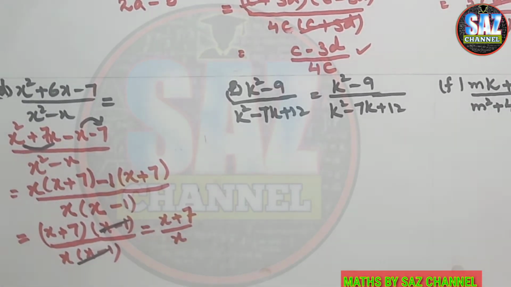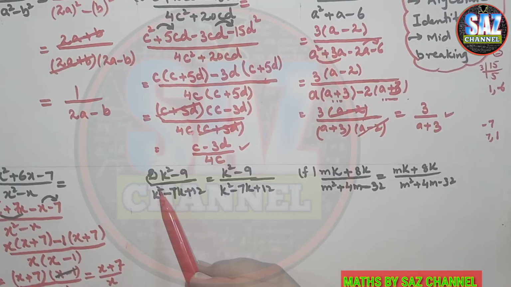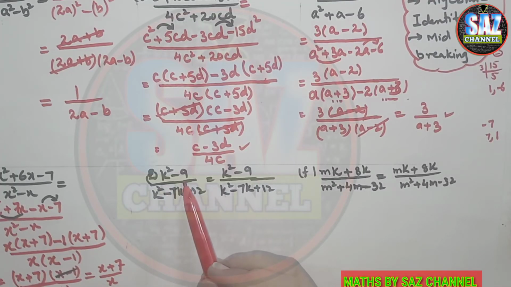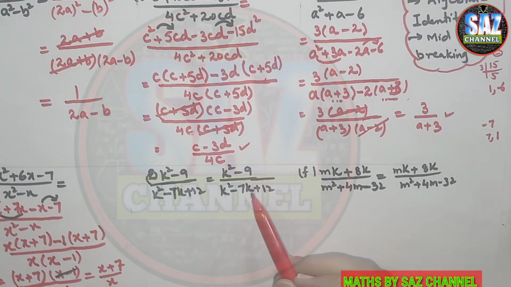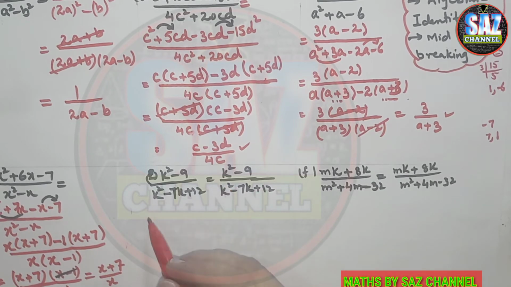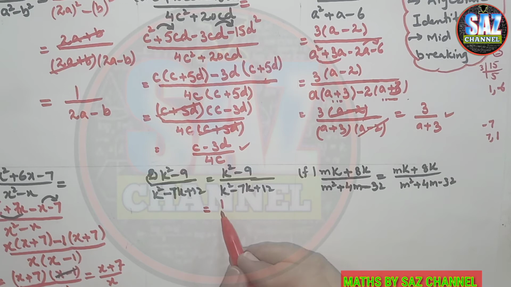If mid-term breaking and methods of factorization are clear to you, then this exercise will not be a problem at all. Coming to the next part, that is k square minus 9 upon k square minus 7k plus 12. The numerator is the application of the difference between two squares and the denominator is the application of mid-term breaking. So first express the numerator in the form of the identity, and according to that I have to write it in the form of a square minus b square.